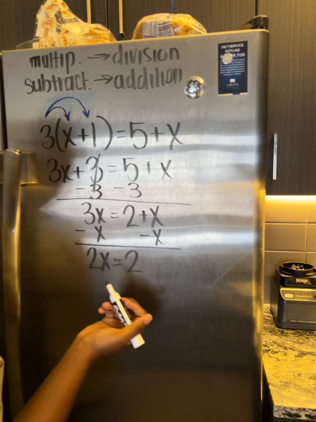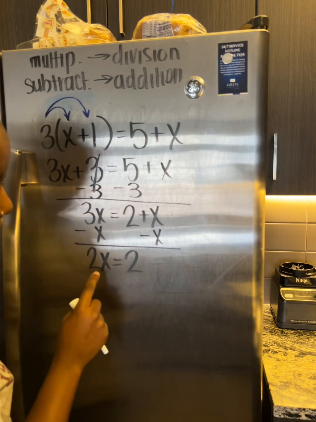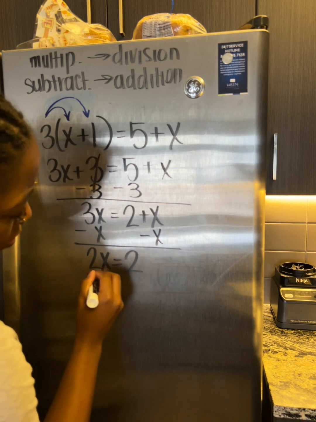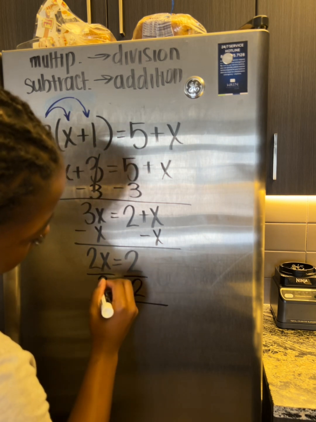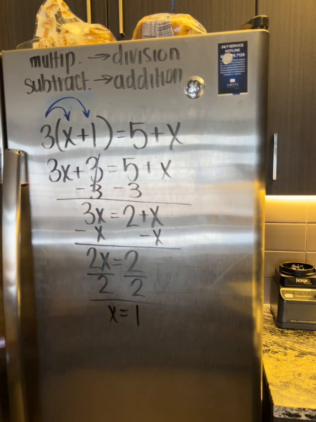All right, I'm left with 2x equals 2, and this is 2 times x, so I'm gonna divide. x, 2 divided by 2 is 1.